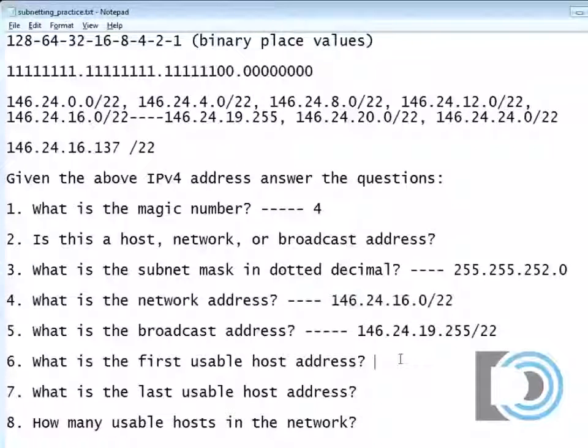Now, what's the first usable host? First usable host is going to be, of course, .1. What's the last usable host? Well, that's going to be 19.254. How many hosts in the network?